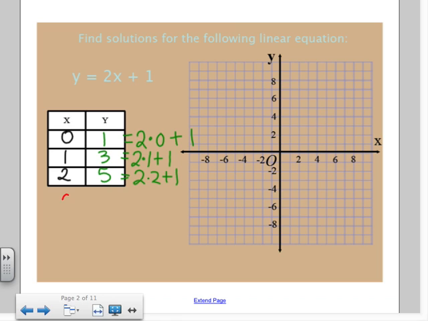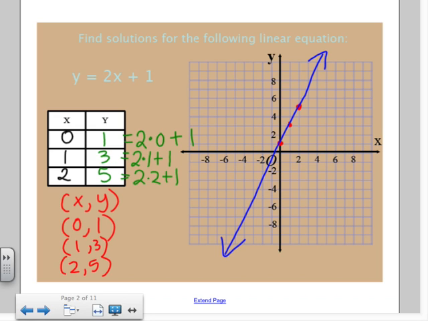Remember, coordinates come in the format x, y. So this first one is 0, 1. Okay, so I'm going to go plot 0, 1. So I don't go anywhere on the x-axis. It's at 0, but I go up 1 on the y-axis. My next point, 1, 3. I'm going to go to 1, 3. And my final point I have is 2, 5. Okay? So I plotted my points, and now I'm going to play a little connect the dots and connect them.